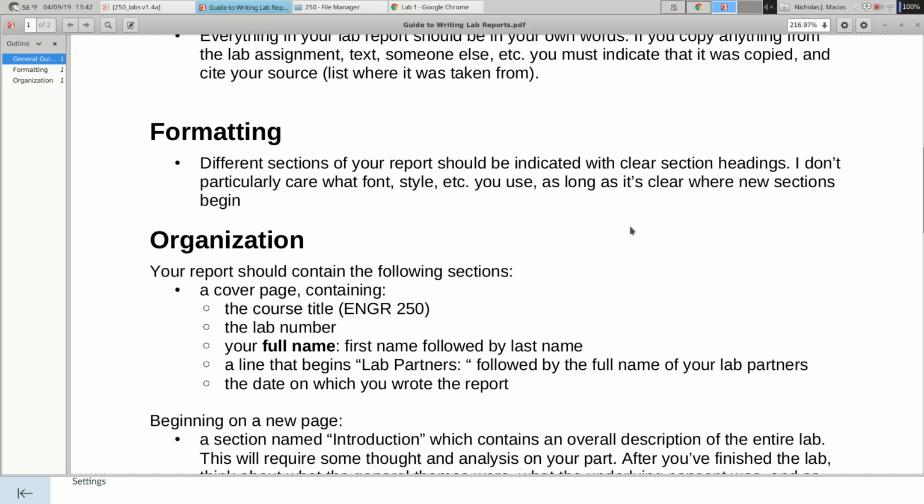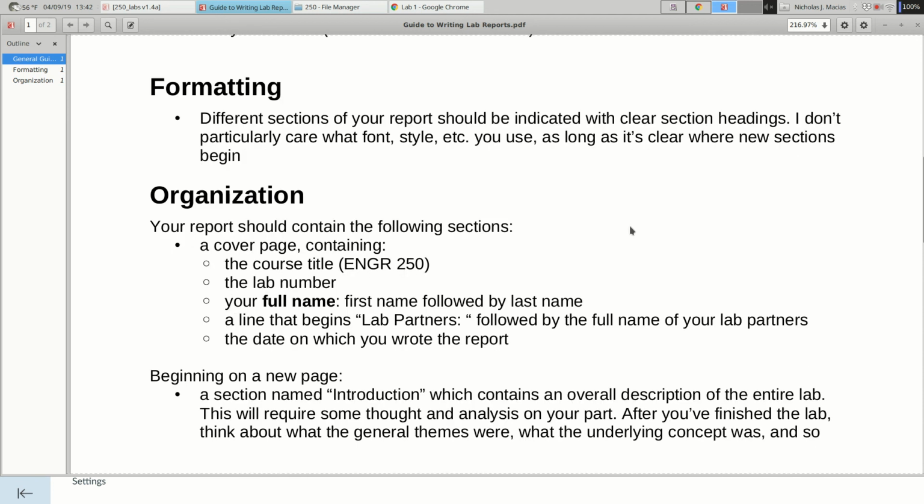All right, so formatting. I want to be able to see where one section begins.